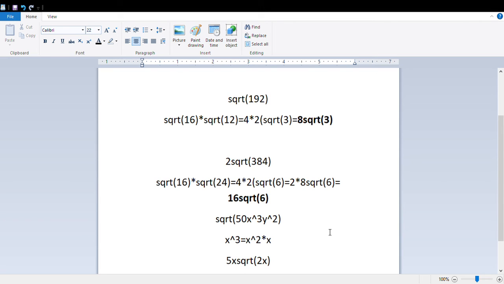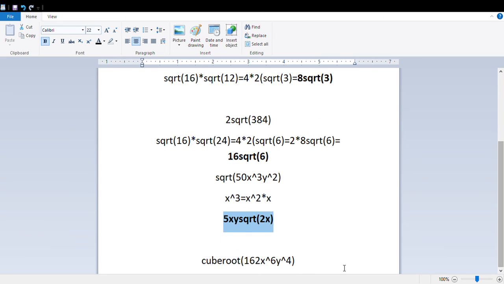Let's look at y to the power of 2. The square root of y squared is just y. So you'll just add that outside. So 5xy times the square root of 2x. Bold that.